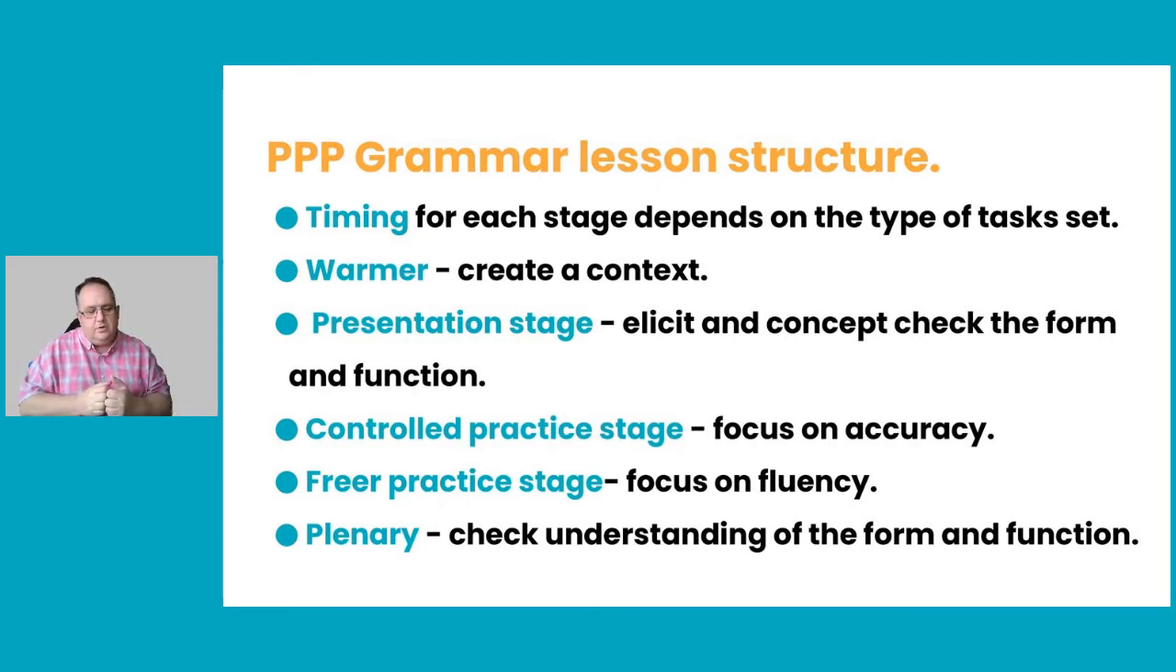And then you get the plenary. That's the final stage of our PPP lesson. The plenary is used to check understanding of the form and function, and this can be done in lots of ways. In the freer practice stage, you may make a note of mistakes that you hear from your students, and then you use that in the plenary, so you go through and get them to correct the mistakes. And that's an important thing, rather than you say, right, this is wrong, this is what it should be. You show them the mistake and you say, right, what should this be like? How would this be correct? So you're eliciting again from them.